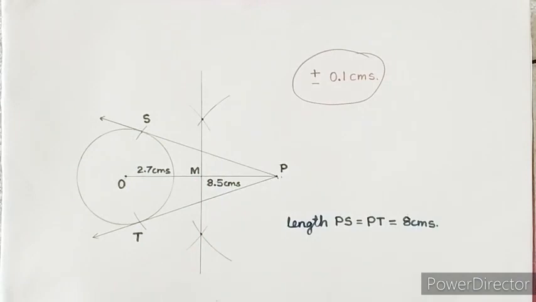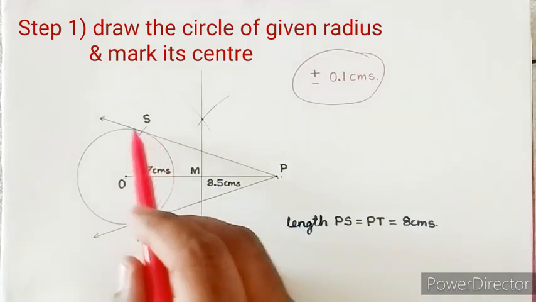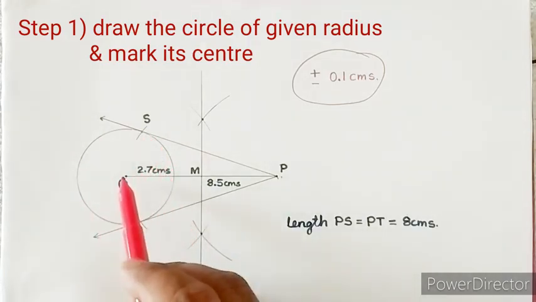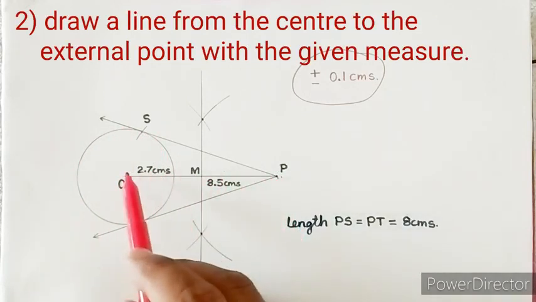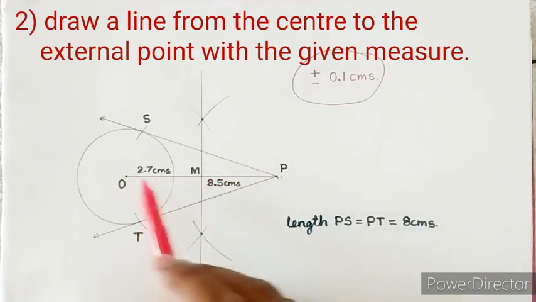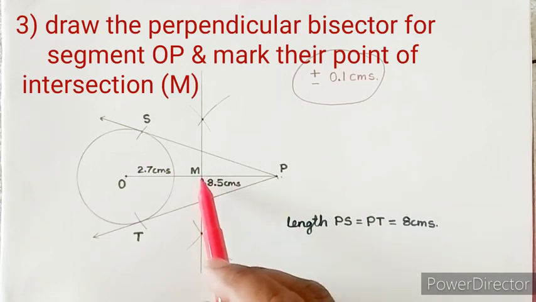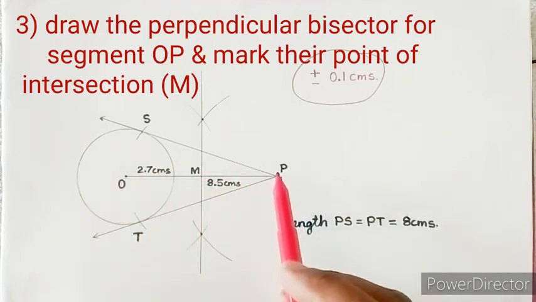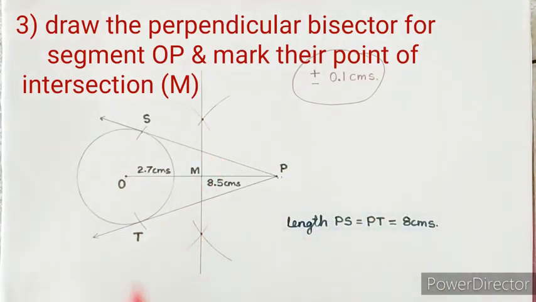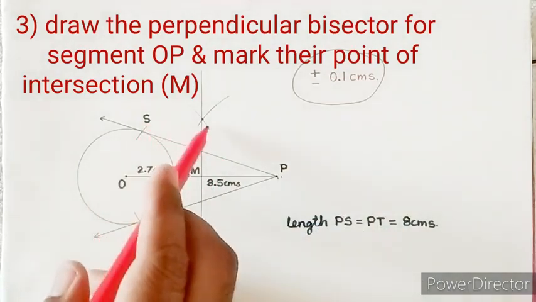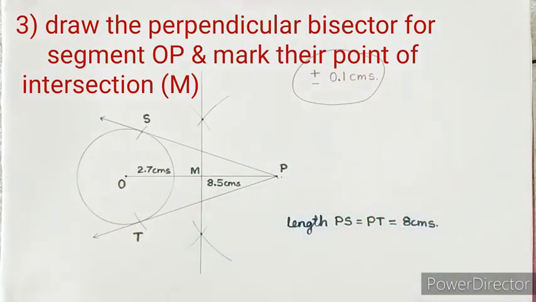So I'll repeat the steps again. The first step is take the radius and draw a circle. Mark the center O, and from the center, that external point, whatever length they have given, draw a line, mark that point P, and then draw the perpendicular bisector for this segment OP. Okay, keeping your compass at P, taking more than half, draw the arc up and down with the same measure, keep it at O and cut that arc. Mark these points and join them so that you get the perpendicular bisector.